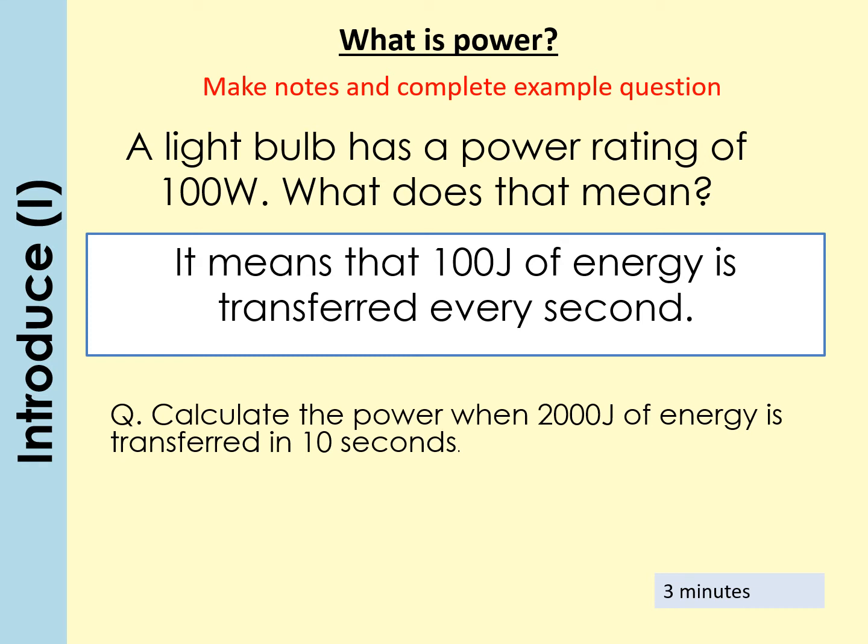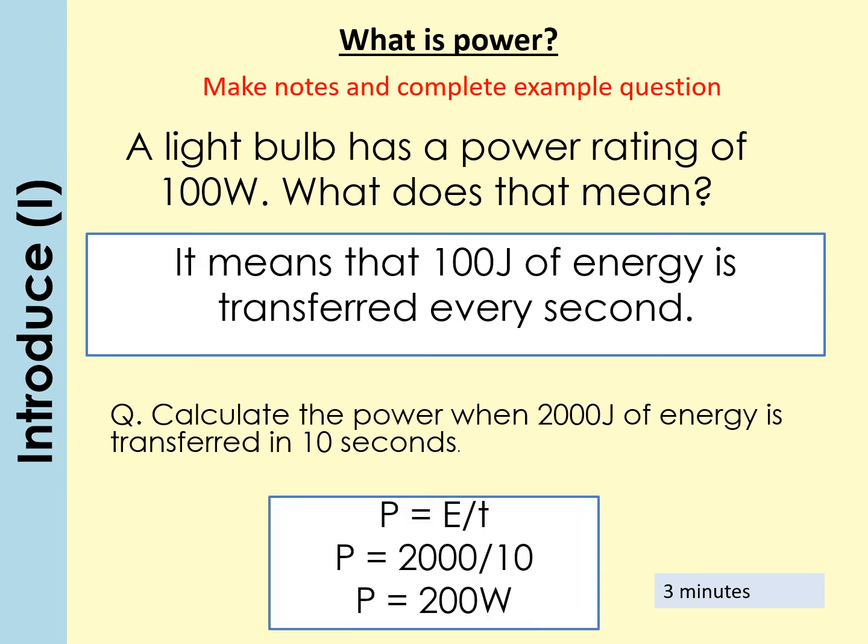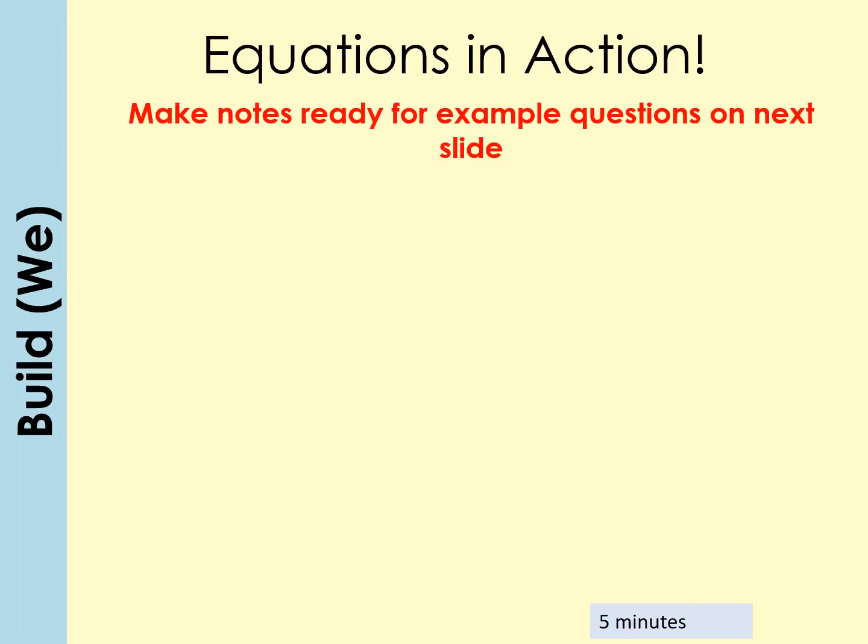So here's a really simple example here. Calculate the power when 2,000 joules of energy is transferred in 10 seconds. Okay, so in this case, isolating power, power equals energy divided by time. So it's 2,000 divided by 10. So the device that we're looking at here has a power rating of 200 watts.